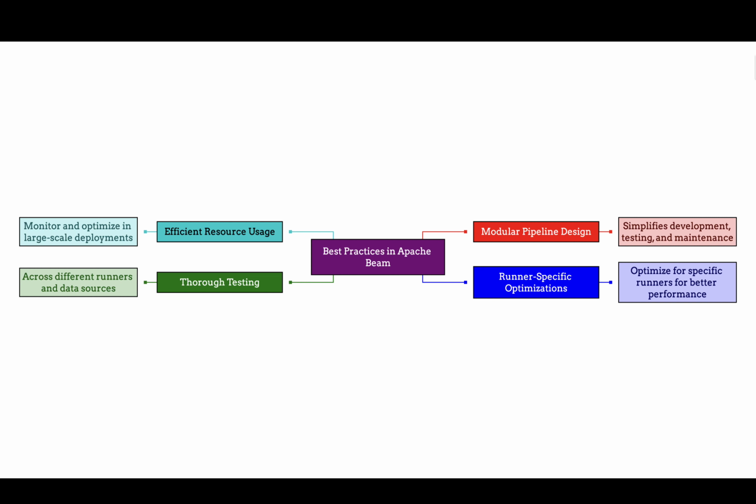Best practices in Apache Beam. 1. Modular pipeline design. Design pipelines in a modular way to simplify development, testing, and maintenance. 2. Runner-specific optimizations. Optimize pipelines for specific runners where necessary to achieve better performance. 3. Thorough testing. Test pipelines thoroughly across different runners and data sources to ensure reliability and correctness. 4. Efficient resource usage. Monitor resource usage and optimize to ensure efficient processing, especially in large-scale deployments.